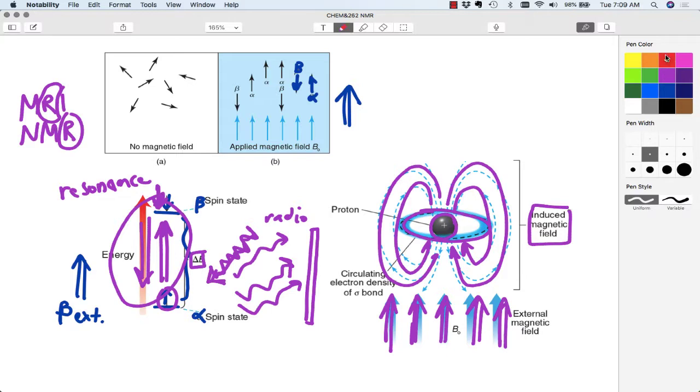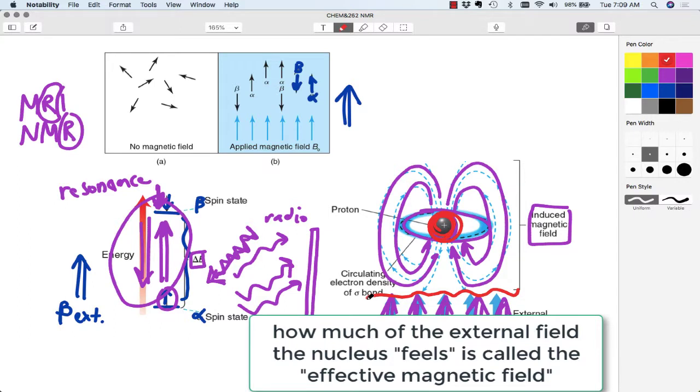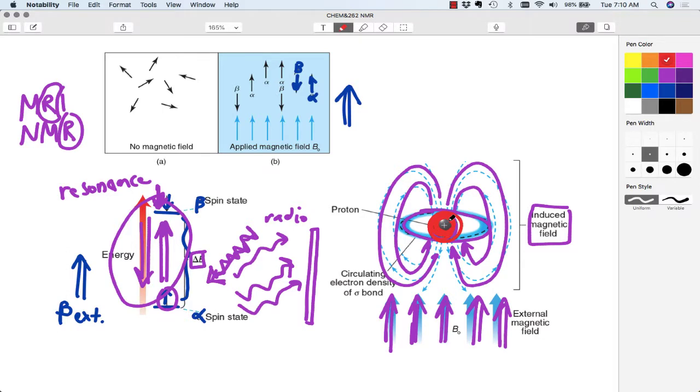Now ultimately what we are probing, what we're trying to measure, is how much this nucleus feels the external field down here. How much does it feel that? A lot of factors can influence that. One of them is how much this nucleus is covered by electron density. If you picture electron density around here, it's sort of like a blanket, right? And so this field will not be felt as strongly. But if the electron density is pretty sparse, or maybe it's being pulled away over here because of something electronegative, then it's going to feel the field more.